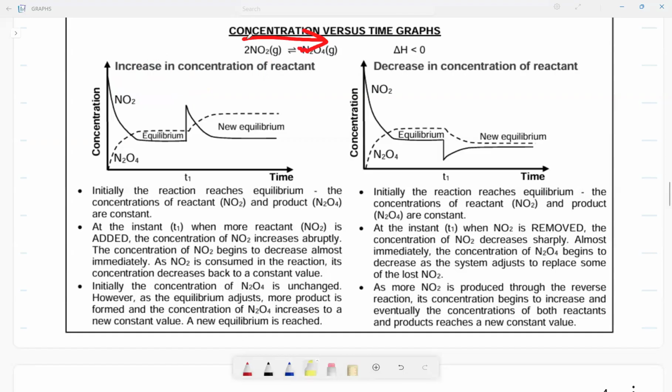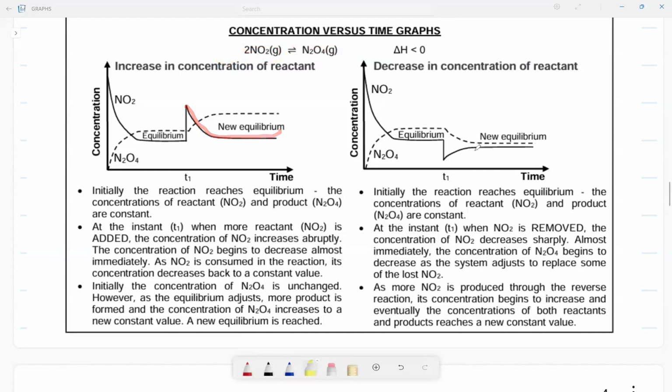As Le Chatelier favors the forward direction, the concentration of our product, N2O4, will increase. Why? Because we are favoring the side that produces them. So hence we are having an increase in the concentration of N2O4. But since we are favoring that, meaning we are using more of these, so they will decrease. Hence now after a sharp rise, they decrease.